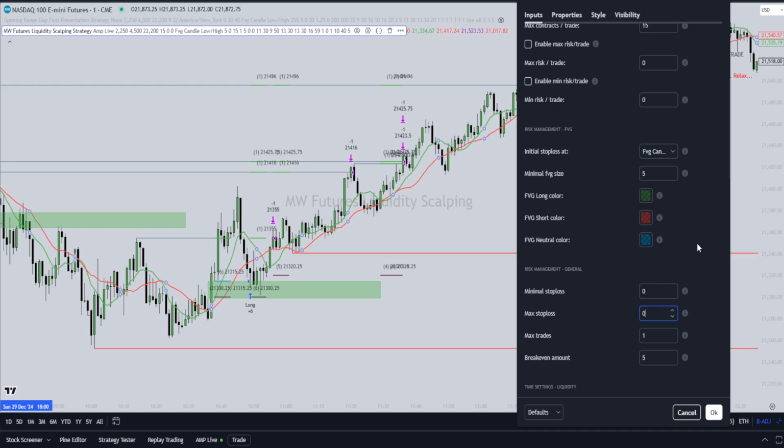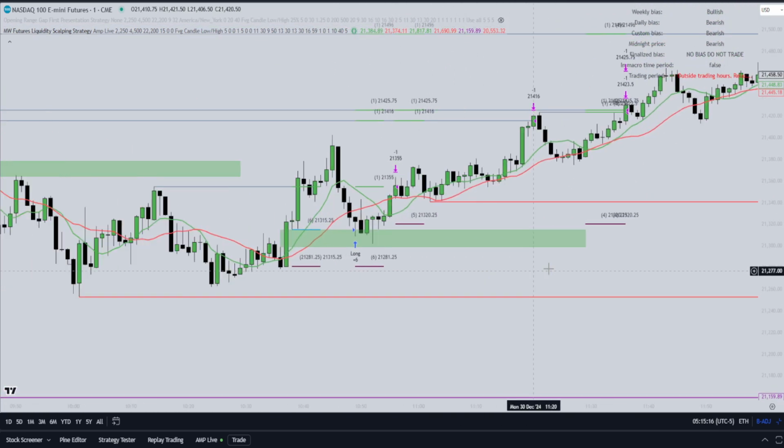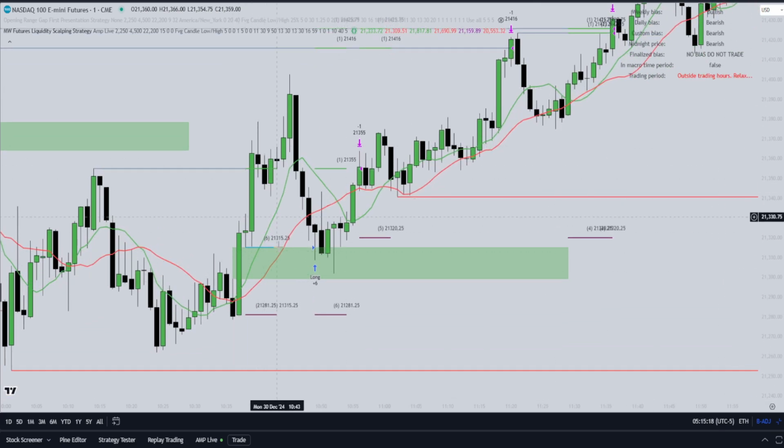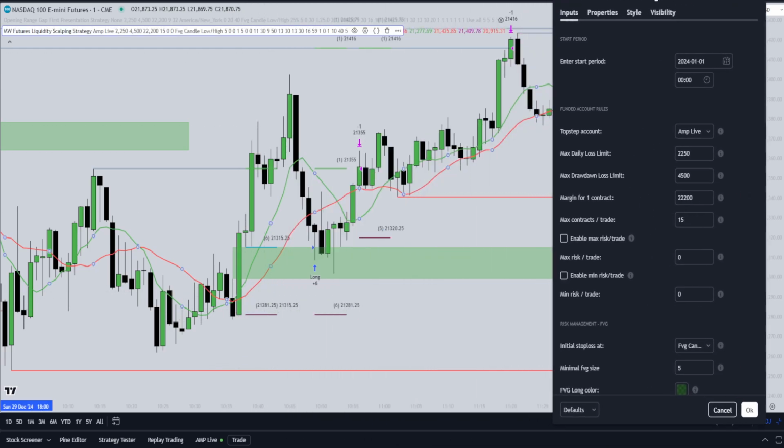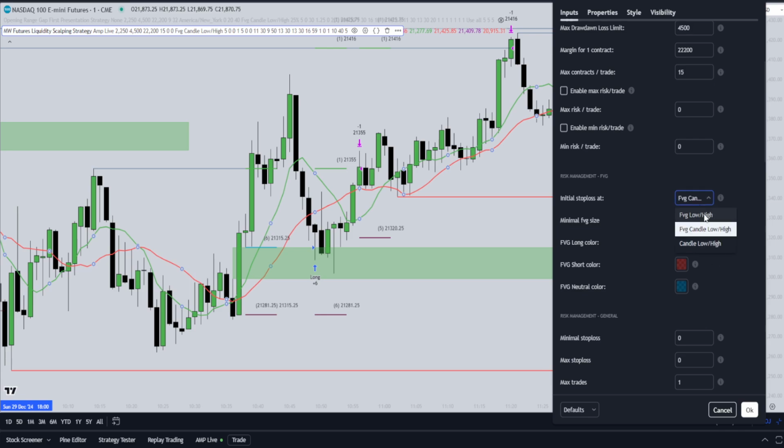For now, give me a second and let's place this at 0 for a minute. Let's take as example this trade over here. As you see, we had our entry on the top of the fair value gap and the stop loss on the low of the fair value gap. If we would change this to fair value gap low high, you will see that the initial stop loss will be placed on the low or high of the fair value gap.